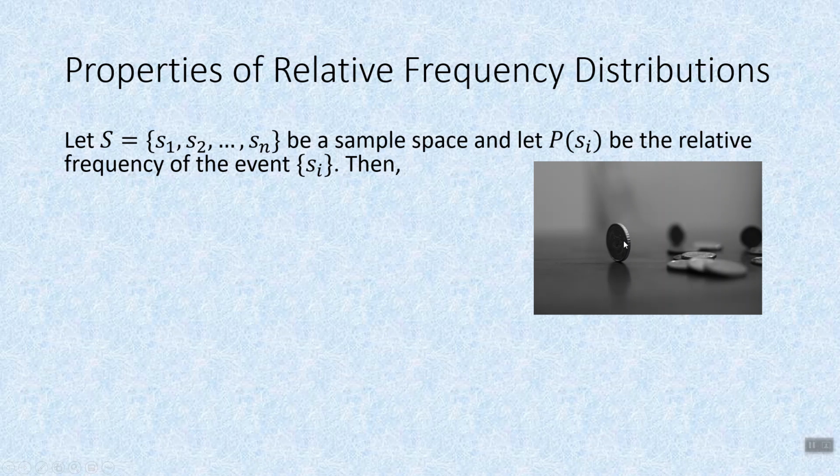Maybe we're flipping a coin. Maybe not. Whatever the experiment is that you have a sample space for, the probability of each individual item in the sample space has to be between 0 and 1 inclusive. Probability of an item could be 0. Probability of an item could be 1.